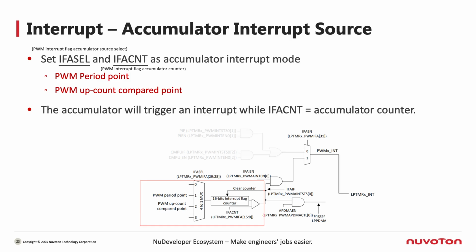This slide shows the block diagram for the accumulator-based mode. The IFASEL and IFACNT registers are used to configure the accumulator parameters. IFASEL determines which PWM event, such as compare or period, will increment the accumulator counter. When the accumulator counter reaches the value set in IFACNT, an interrupt is triggered.